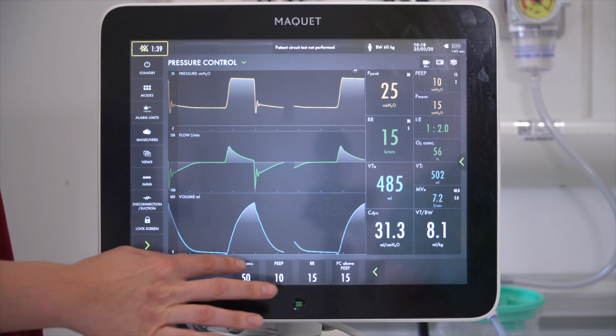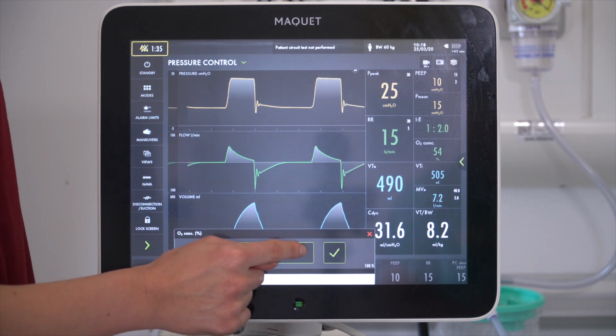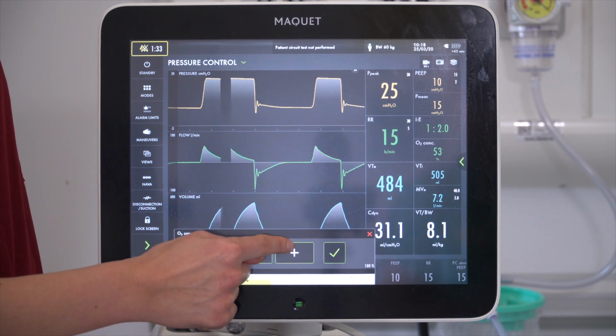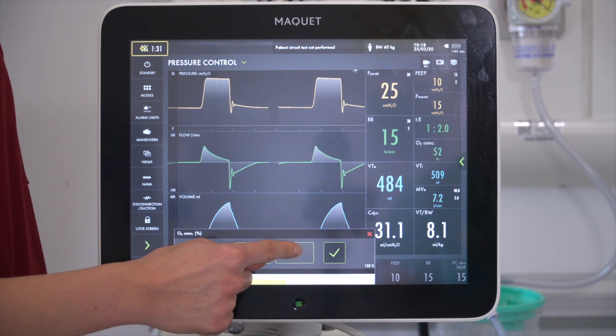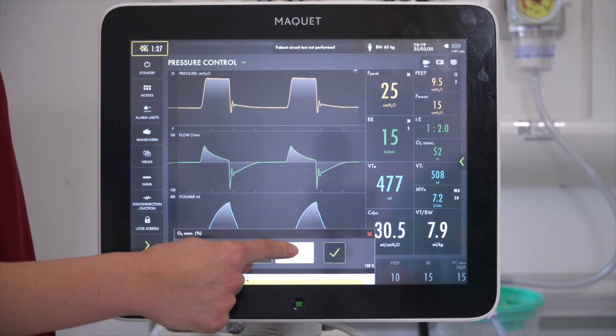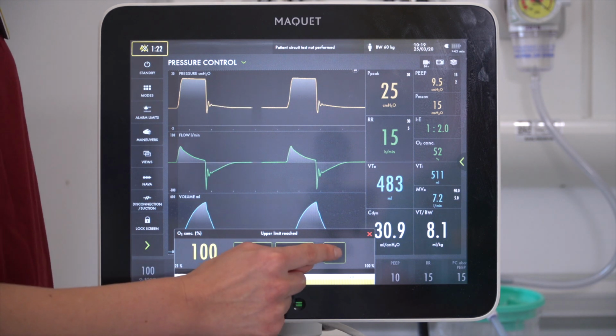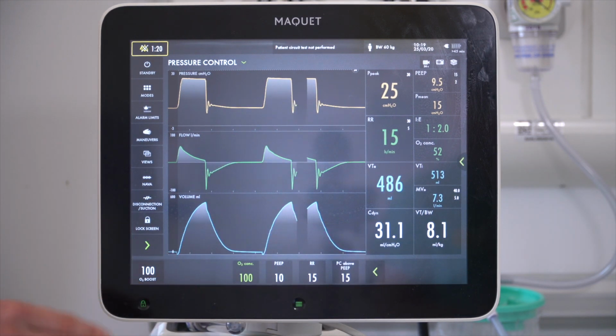In order to do this, you press on oxygen concentration and you use the plus arrow to titrate this up to what amount of oxygen you require, in this case 100%. Once you have reached that, you use the tick to accept it.